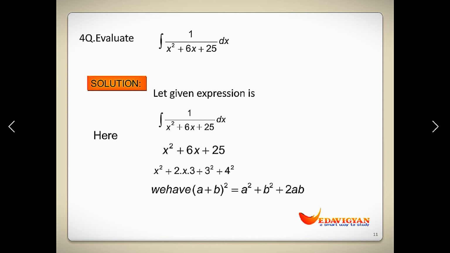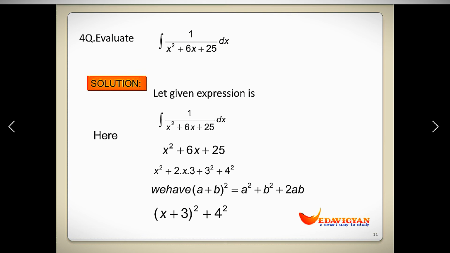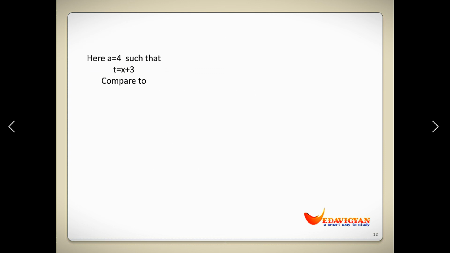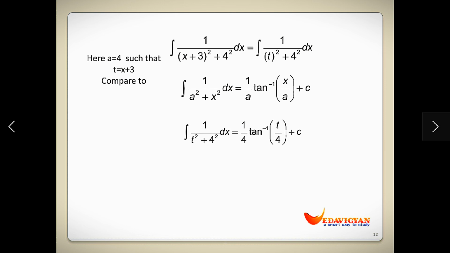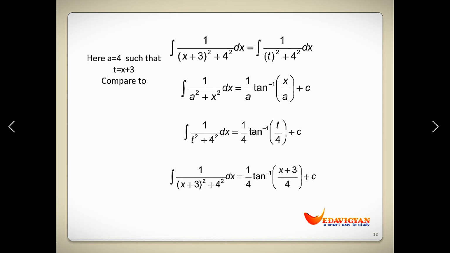Next, it is possible to convert into a plus b whole square. The final equation is (x plus 3) whole square plus 4 square. Substitute into the above equation, where a value is 4 and x plus 3 you have to take as t. Next, the equation becomes 1 by t square plus 4 square, where x plus 3 is t. You have to compare this to the standard form, and in the final equation replace the t value with x plus 3. This is the resultant solution.